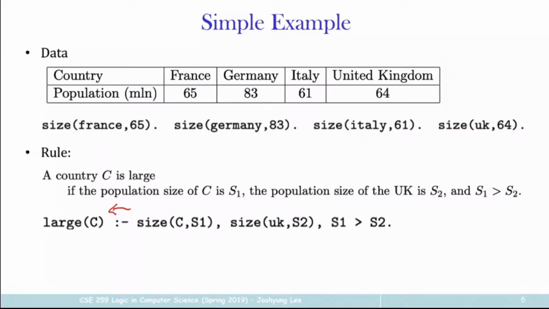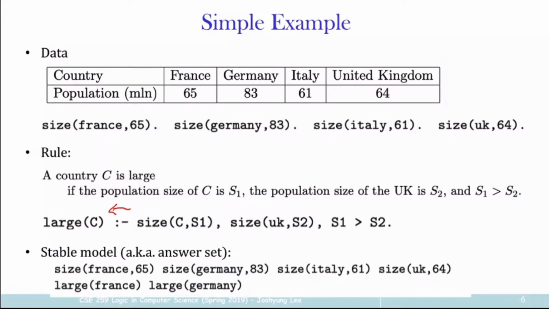Now if you give these two lines to Clingo and find the answers, Clingo will return this set of atoms. In the language of Clingo, we call it a stable model. Instead of just a model as in propositional logic, we say stable model, also known as answer set.